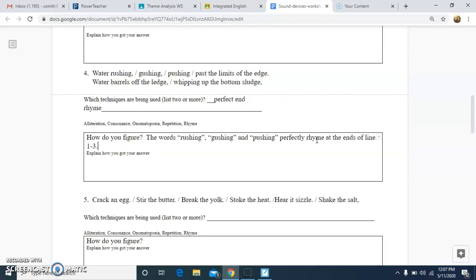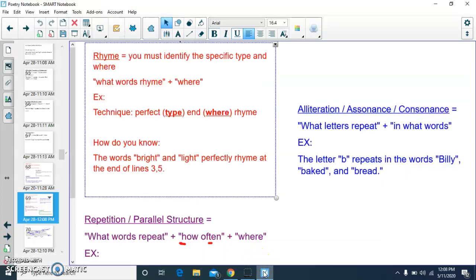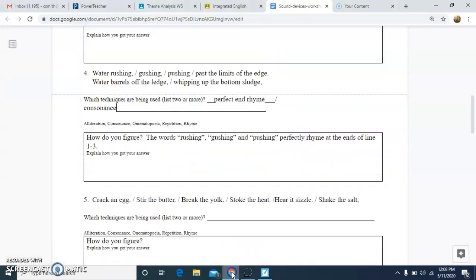You could also explain this by saying that this is perfect internal rhyme because of the word edge and ledge. This is line, I believe, 4, and the word edge and the word ledge are rhyming within the same line. So you could also explain it that way. Okay? I'm going to use that as just perfect end rhyme, though, to show you how to do that. The second thing that I also notice is I notice consonants. Again, if I go back and look at my example, when it's consonants, what letters repeat in what words?